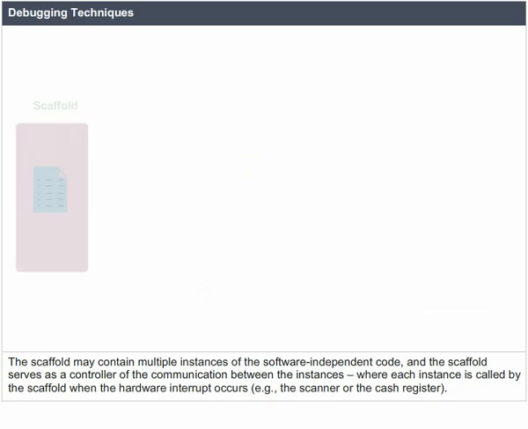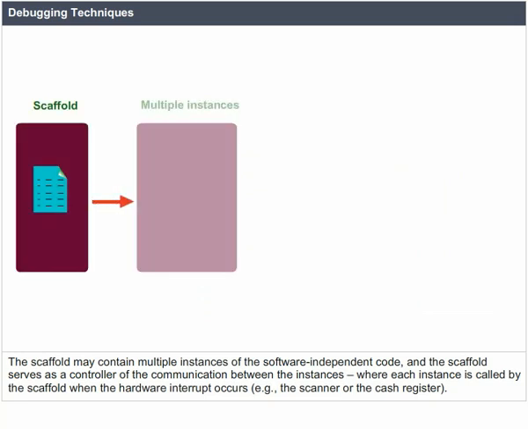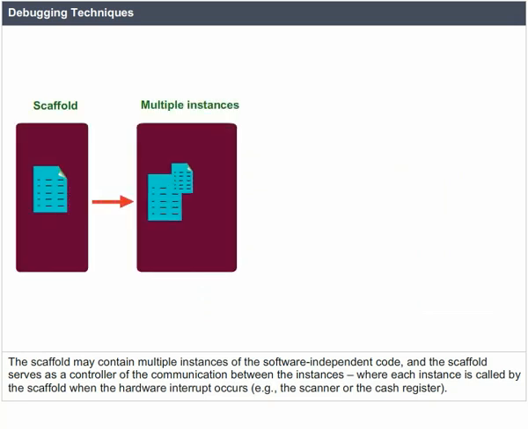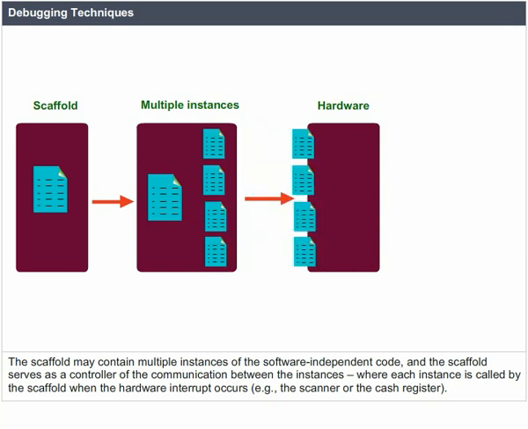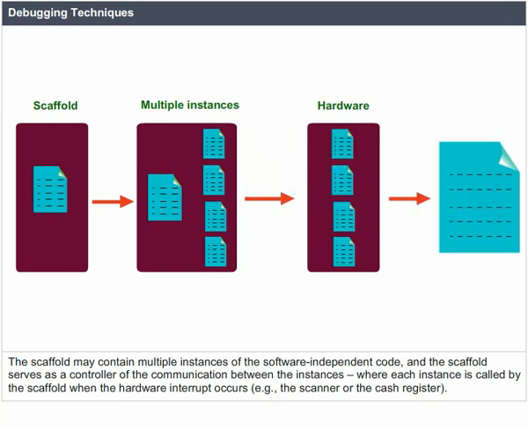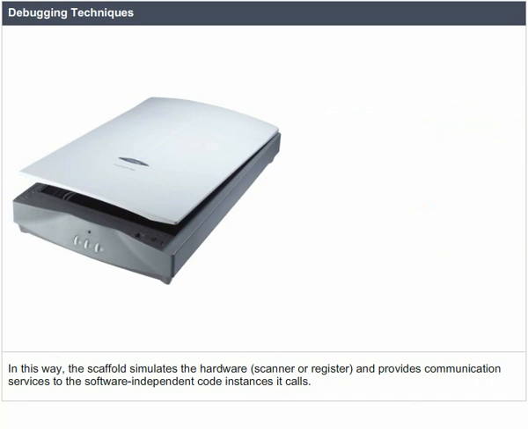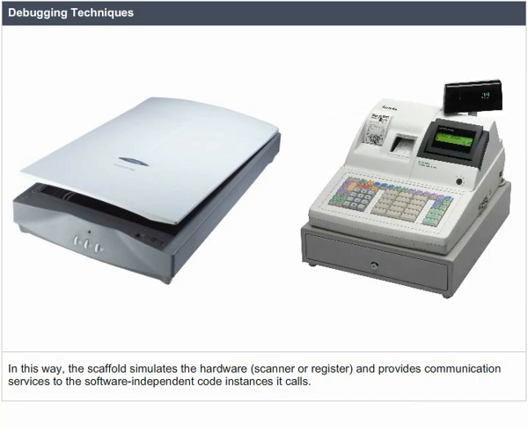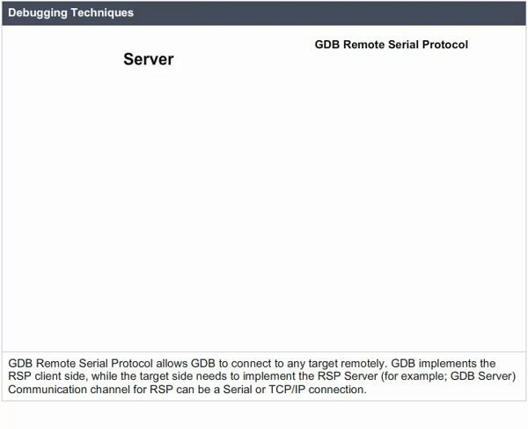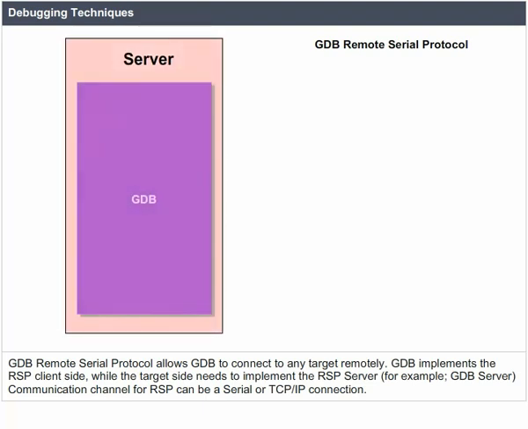The scaffold may contain multiple instances of the software independent code, and the scaffold serves as a controller of the communication between the instances, where each instance is called by the scaffold when the hardware interrupt occurs. For example, the scanner or the cash register. In this way, the scaffold simulates the hardware, scanner or register and provides communication services to the software independent code instances it calls.